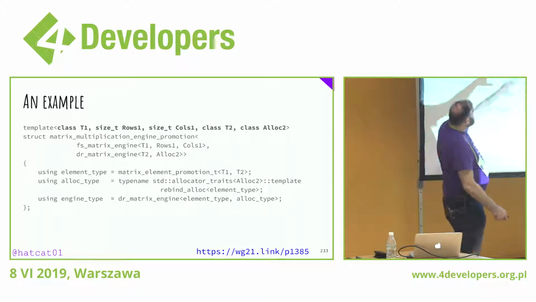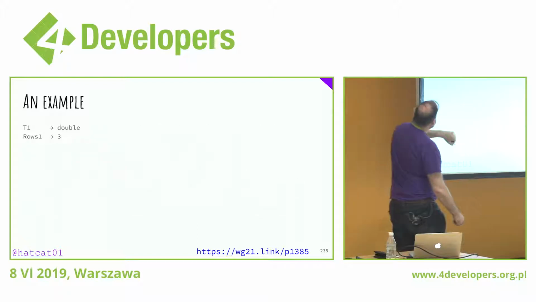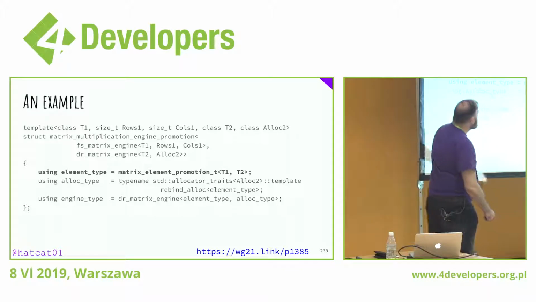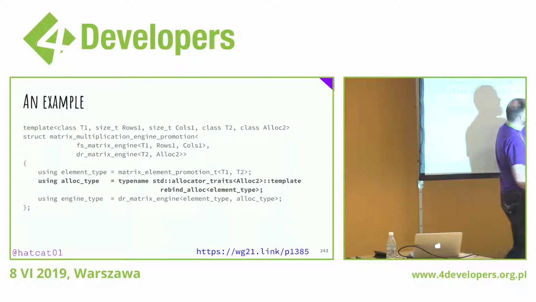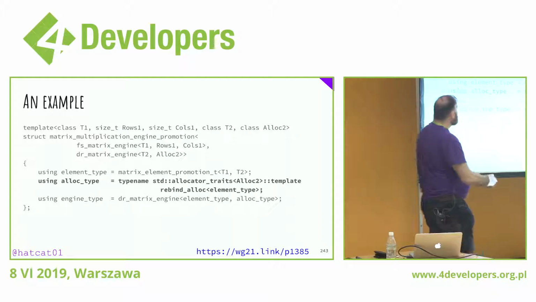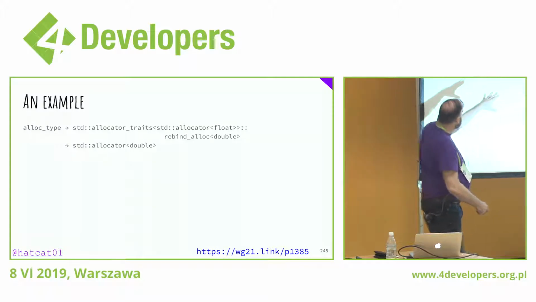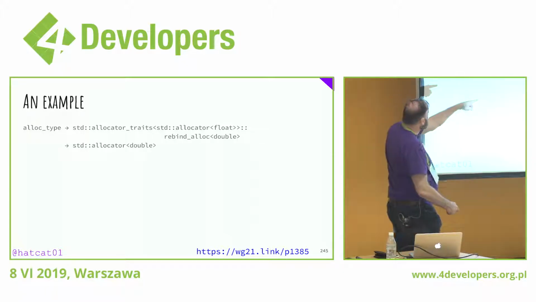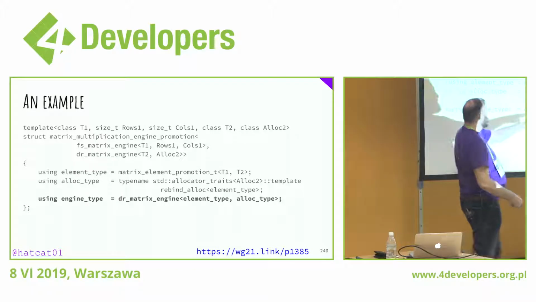So what does the matrix multiplication engine promotion class look like? We're diving down. We'll pop back up in a minute. So double, 3, 4, float, std allocator float. So element type of the promotion is double. Alloc type, so this is a rebind. Oh, those are the days, rebind, gosh. Alloc type, so allocator double. Sorry, just a bit of a formatting error there. Std allocator float, which becomes std allocator double. So our engine type, DR matrix engine, element type, alloc type.